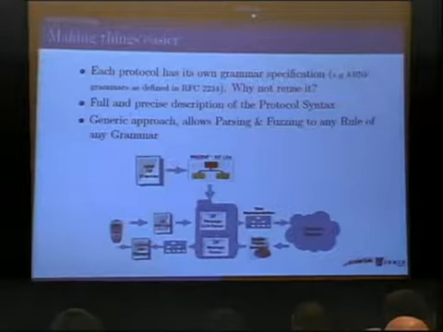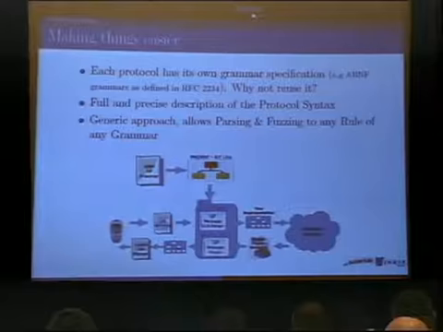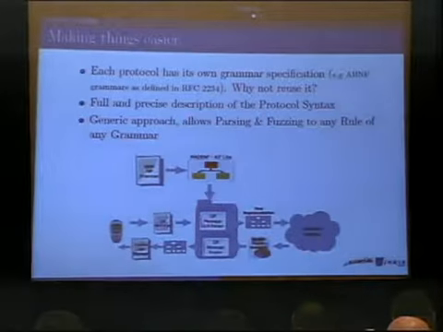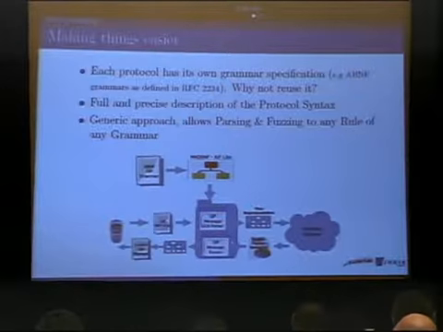We have, first of all, an ABNF grammar. For example, here we take the SIP grammar. We use our library and create some intermediary modules: one is a SIP parser, and the other a SIP fuzzer.